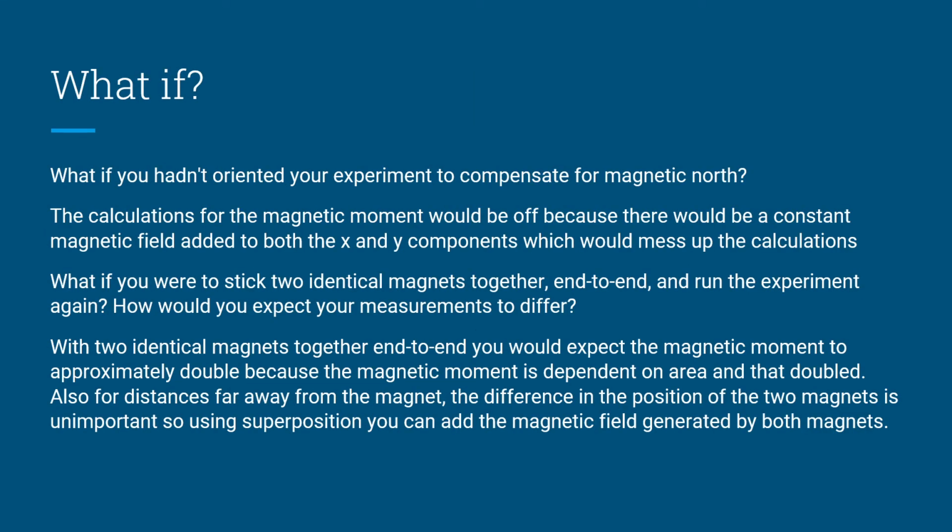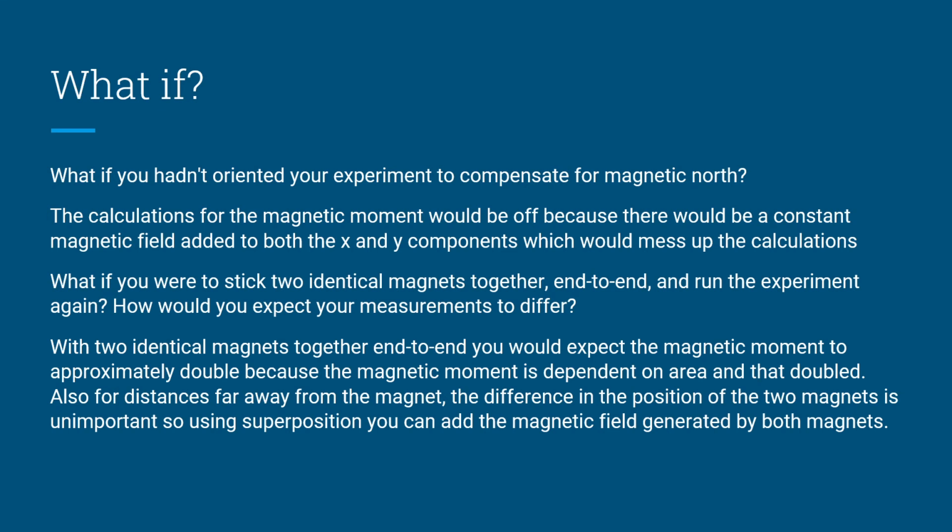So let's finish off with the what if questions. The first one is: what if you had oriented your experiment to compensate for the magnetic north? This would mean that the magnetic field for the x component and the y component would both include the Earth's field, which means there would be a constant magnetic field added to whatever the magnetic field of the magnet was, and so those would be pretty much inseparable. You wouldn't be able to fix that calculation unless you figured out what the field of magnetic north was, which you wouldn't be able to do unless you did the experiment right the first time around anyway.